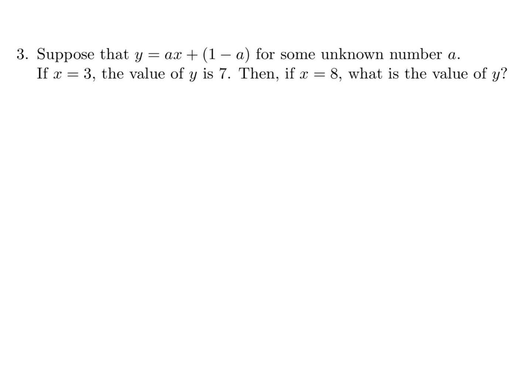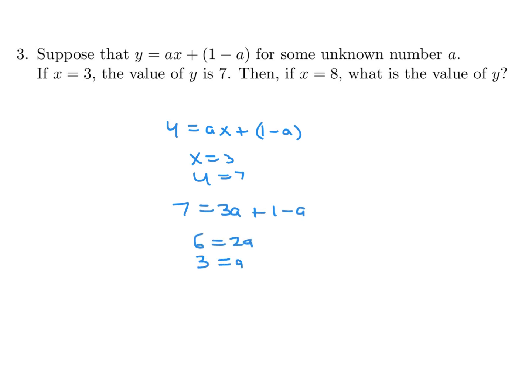Suppose that y is equal to ax plus 1 minus a for some unknown number a. If x is 3, the value of y is 7. Then if x is 8, what is the value of y? Y is equal to ax plus 1 minus a. And then they've given you that when x is 3, y is 7. So plug those numbers in, and we get 7 is equal to 3a plus 1 minus a. So that basically means that 6 is equal to 2a, so a is 3.